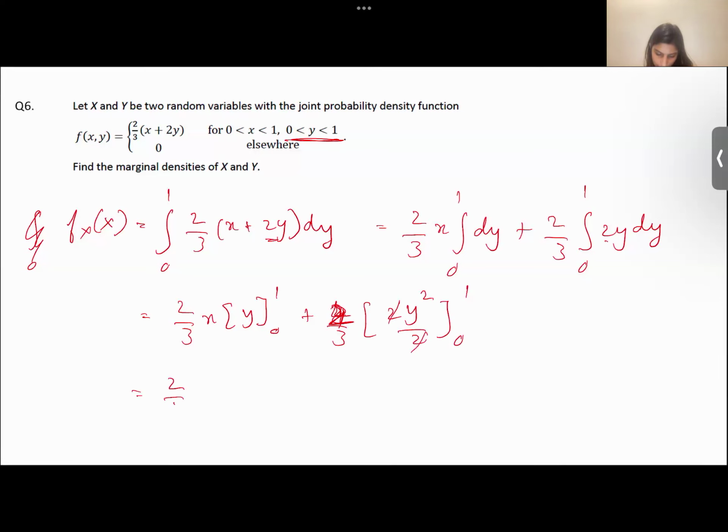And if you substitute this, what do you get? If you substitute 1, y stays 1. It's 1. Okay, this is right. 2 by 3 into y square minus 0. So basically 2 by 3 x plus 1. This is your marginal density of x.